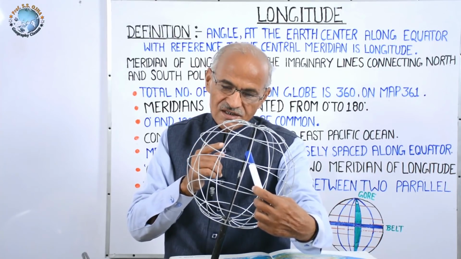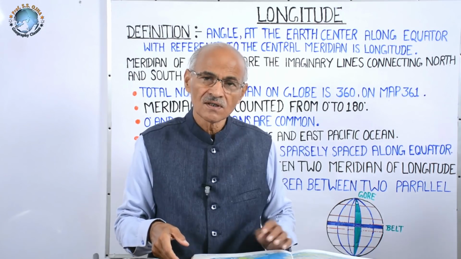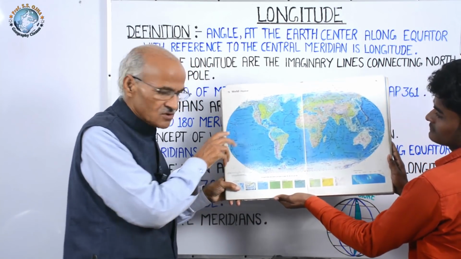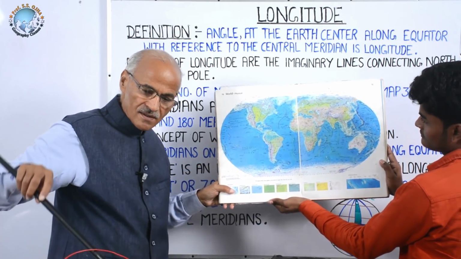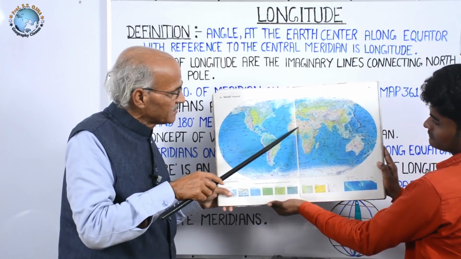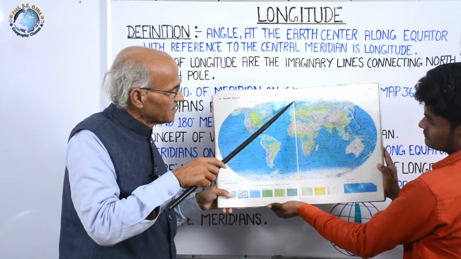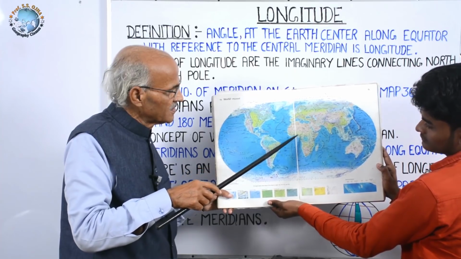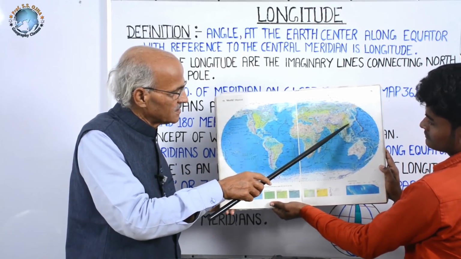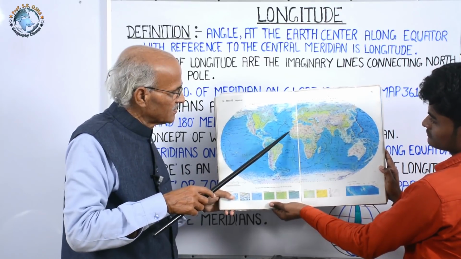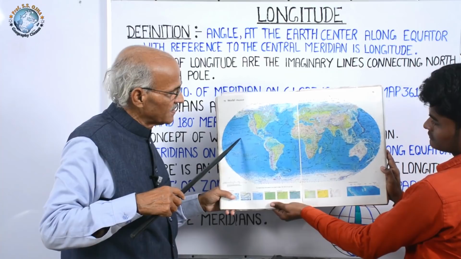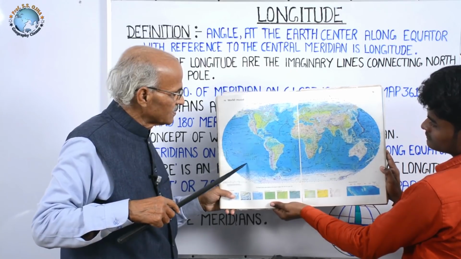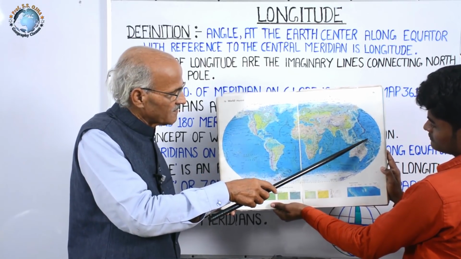For example, let us see it on the map. Now let us count meridians of longitude on the 2D map. This is the 2D world map, and here is the 0 meridian or central meridian passing through the Greenwich Observatory in London, Britain. To its right is the east hemisphere, and to its left is the west hemisphere. A very important thing to note is that this is the Pacific Ocean. This also is the Pacific Ocean.